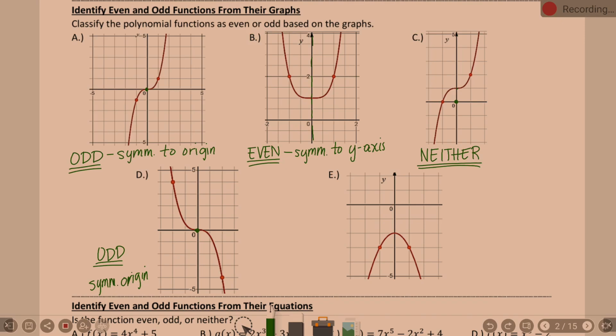Even? Why? If it's even, it means it's symmetric about the y-axis. The y-axis is the vertical axis. Can I fold that mountain in half? Yeah, it looks like an upside down parabola, doesn't it? And here's the deal. I can take it and vertically fold it in half here, can't I? So this is, I agree, even.